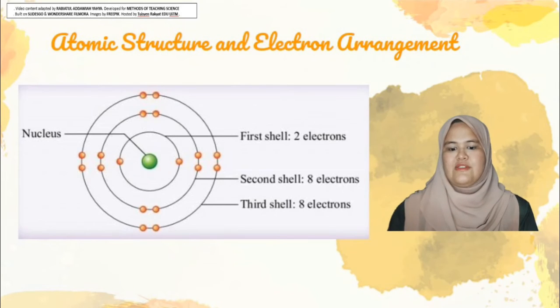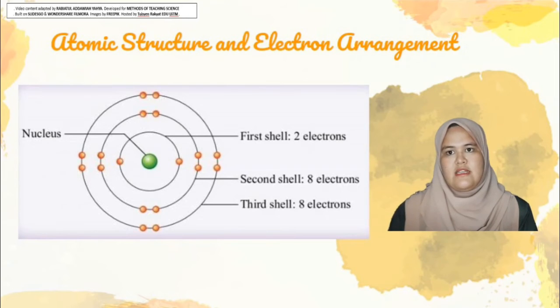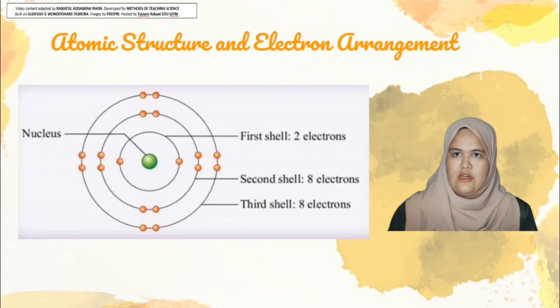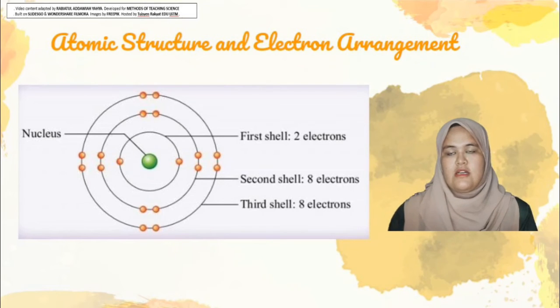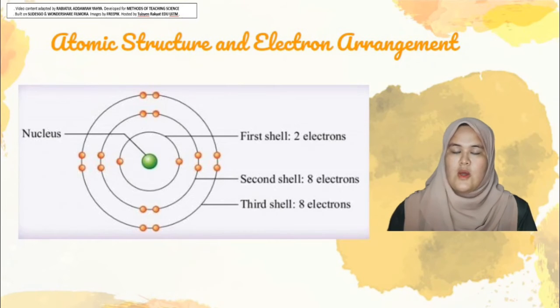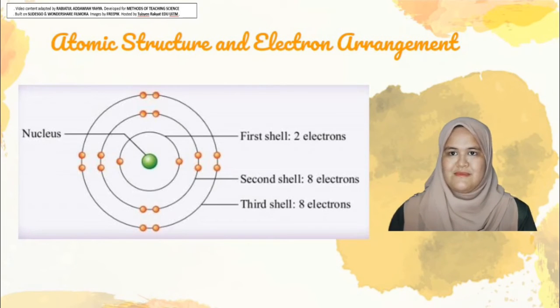Atomic structure and electron arrangement. Electrons of an atom orbit around the nucleus in their respective shells. Electrons will fill the shell closest to the nucleus first. When the shell closest to the nucleus is full, electrons will fill the next shell.